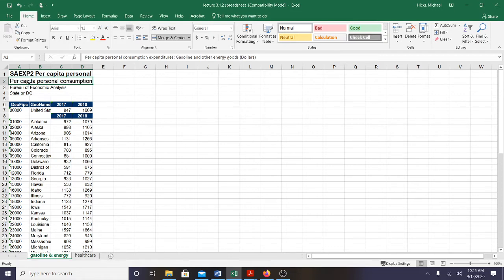So these are two years, 2017 and 2018. You can see the average of the United States went up from $947 to $1,069 on these two items, and so that's a signal, right? That's the mean at the national level. At that point, it's obvious that Americans spent more, but there are a lot of questions.